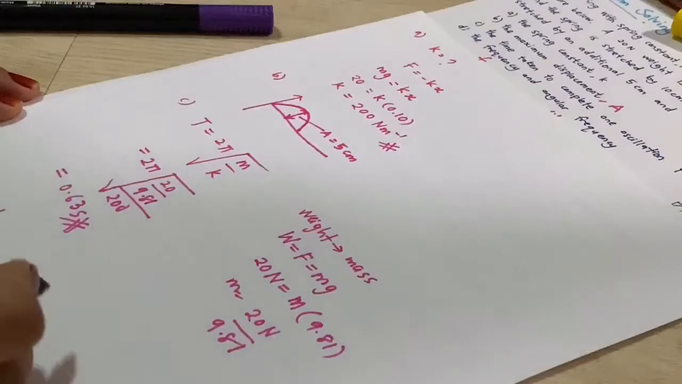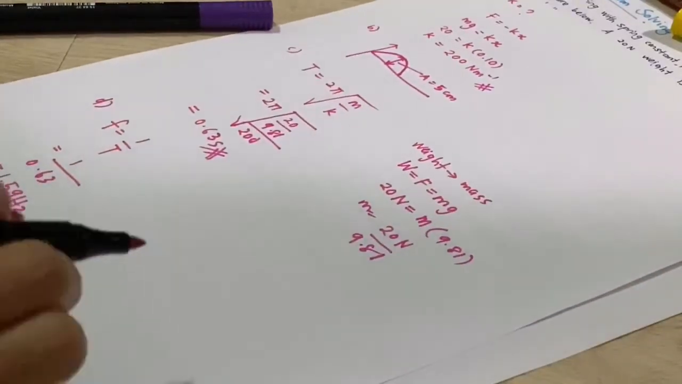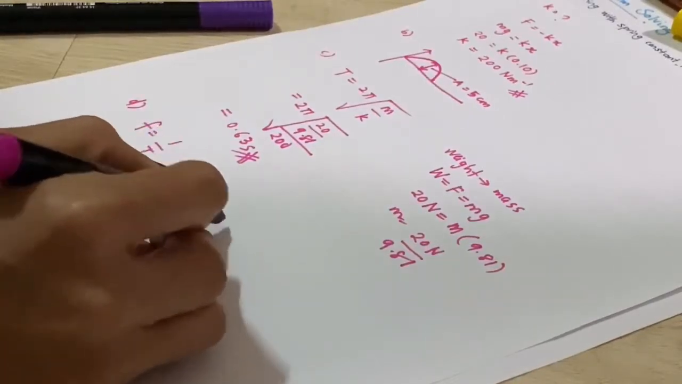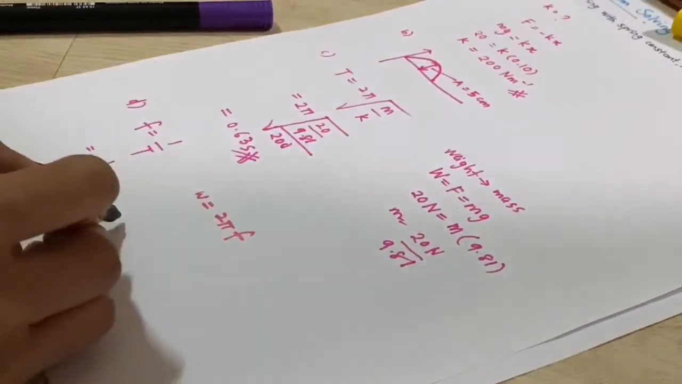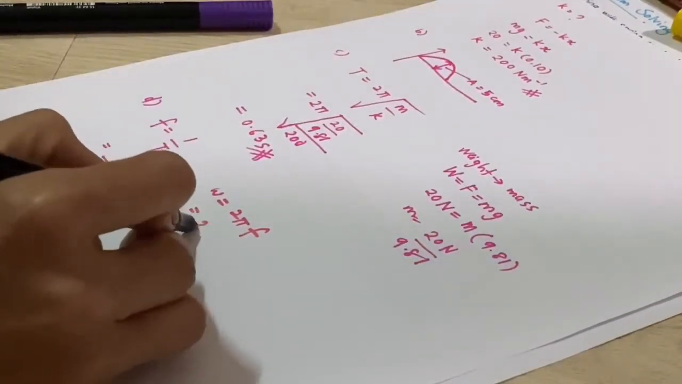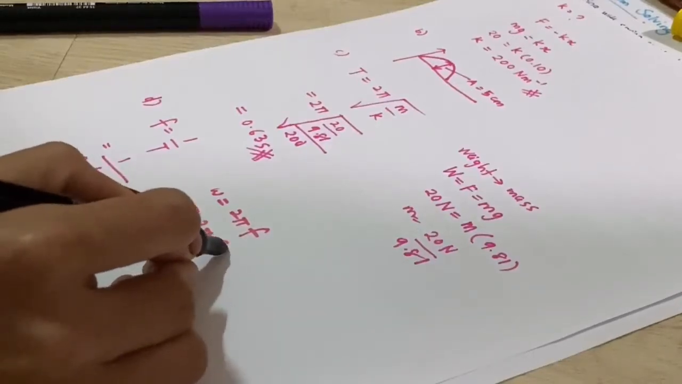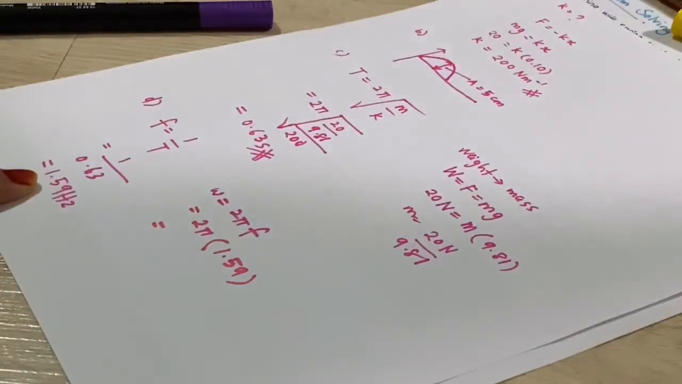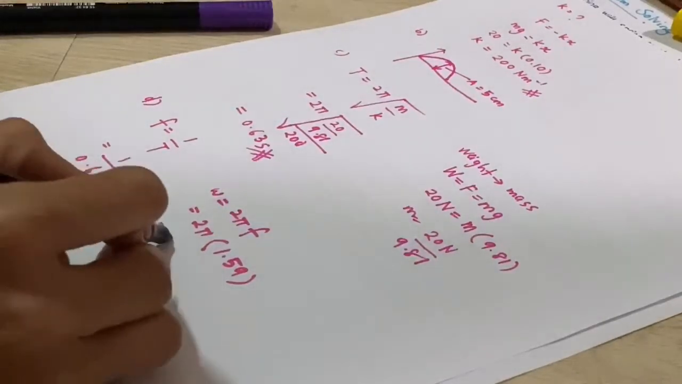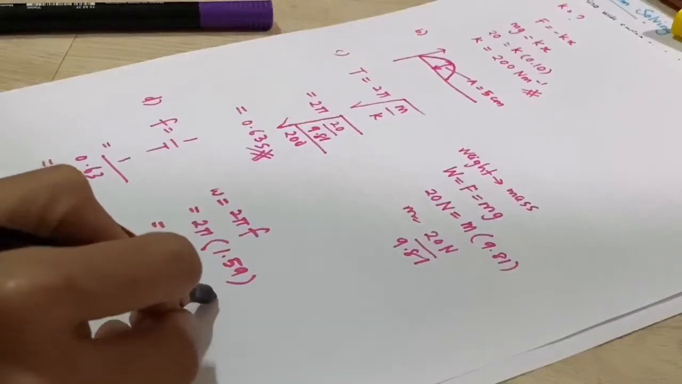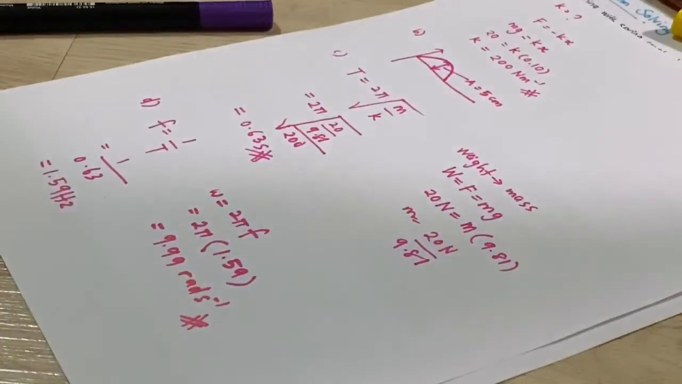So for omega, we have the formula: omega equals 2 pi f. From here we have frequency 1.59. Just substitute into this formula, 2 pi times 1.59. So omega, or the angular frequency, is 9.99 radians per second.